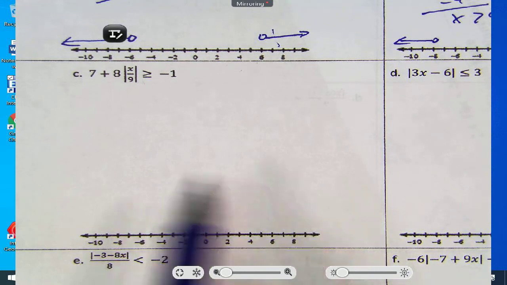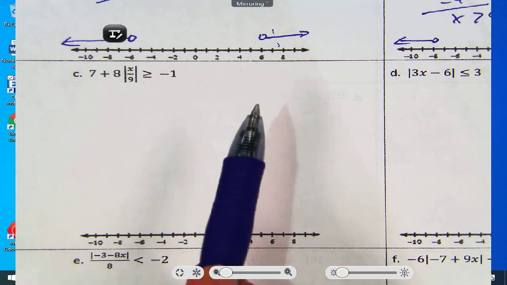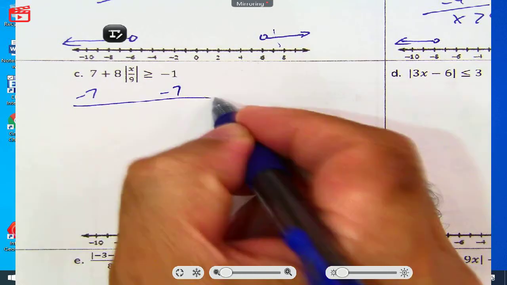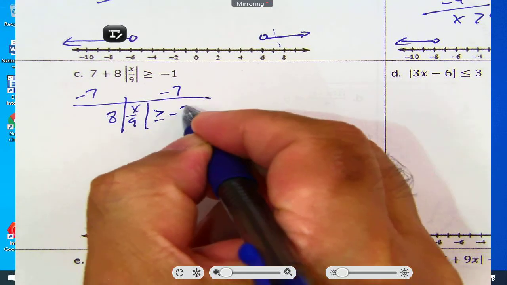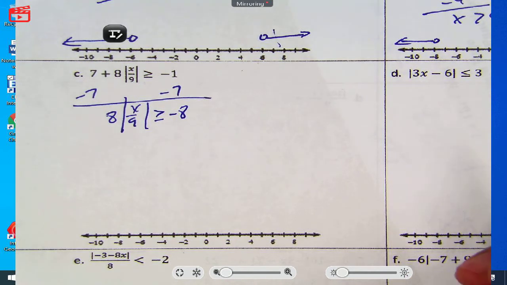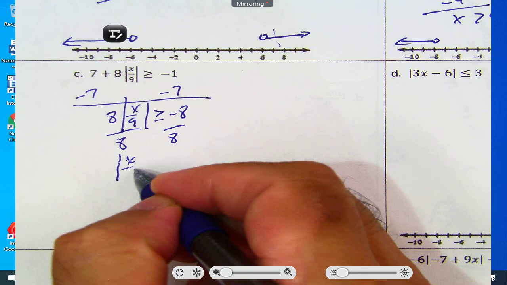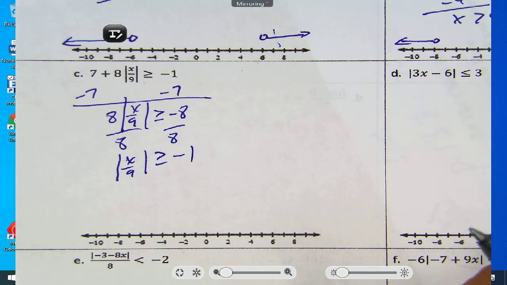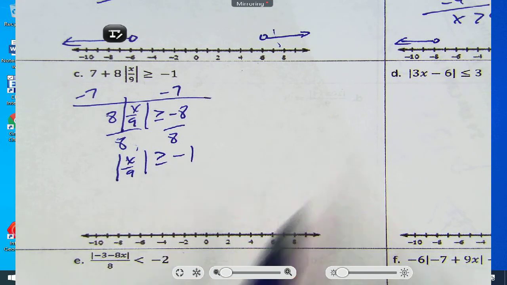All right, so looking at this problem, what's the first thing I'm going to do? Subtract 7. So that's going to be 8 absolute value of x over 9 is greater than or equal to -8. What's the next step? Divide by 8. So you have isolated the absolute value. This is a special case though. Which special case is it? It's greater than a negative number. Absolute value greater than a negative number, so it's all real.